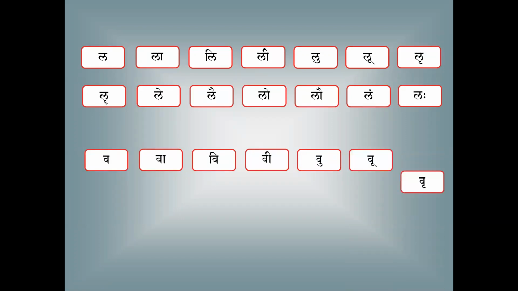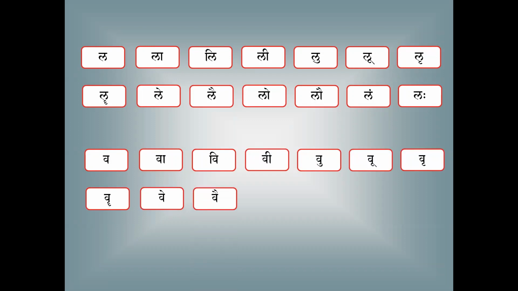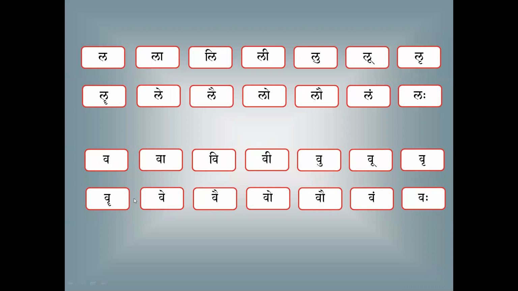Wu. Vr. Vr. V. Vai. Wow. V. Vai. It's all long, so you have to say it accordingly. V. Vai. Wow. Wo. Vam. Vaha. Yes. Thank you. I think Ramamaniji, I don't think you would be able to read. Can you read? I'll try, Guruji.